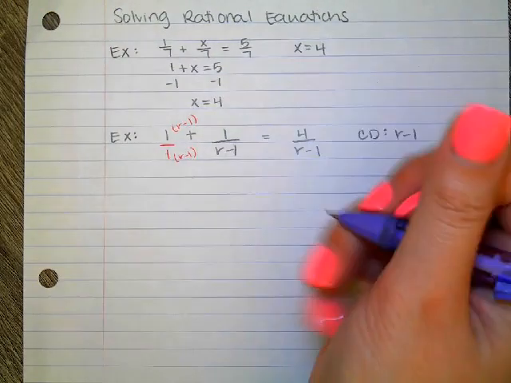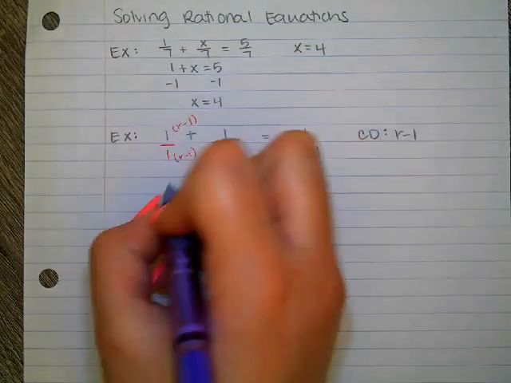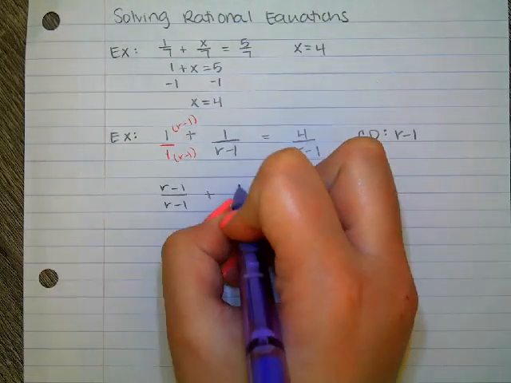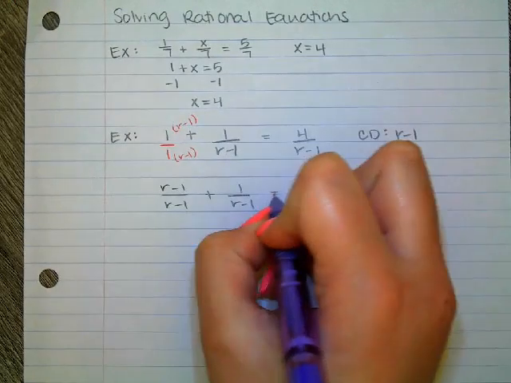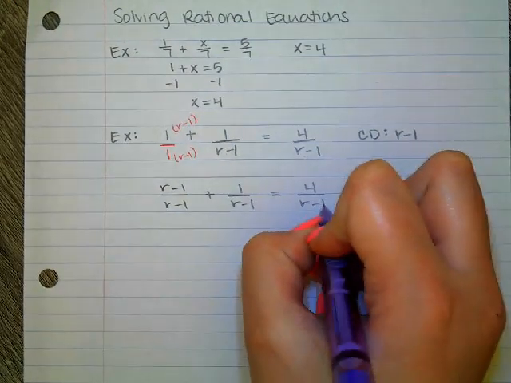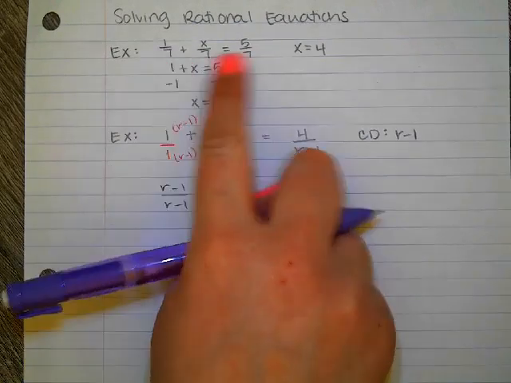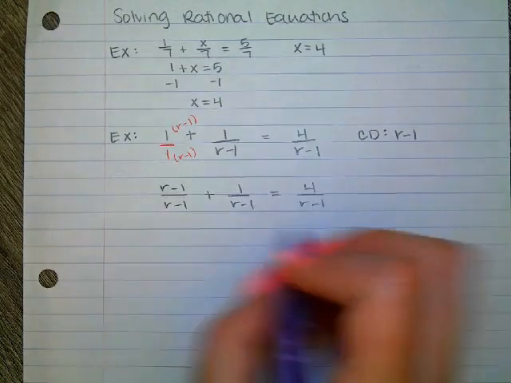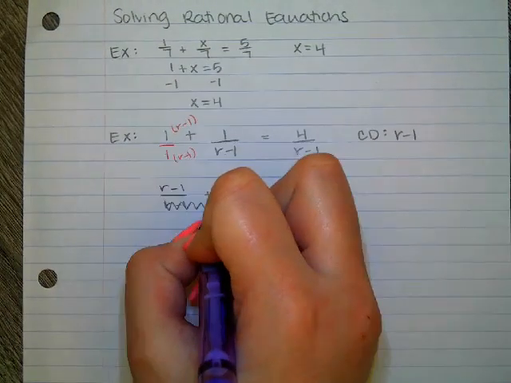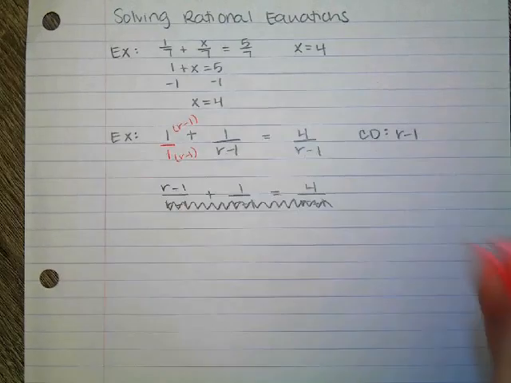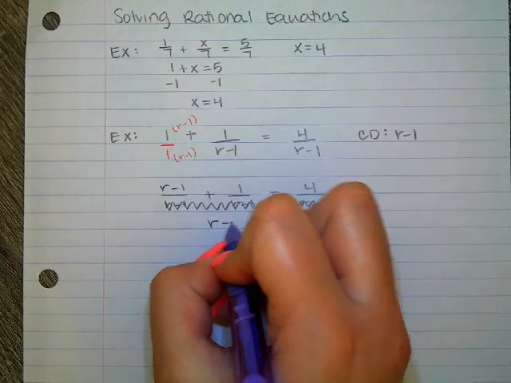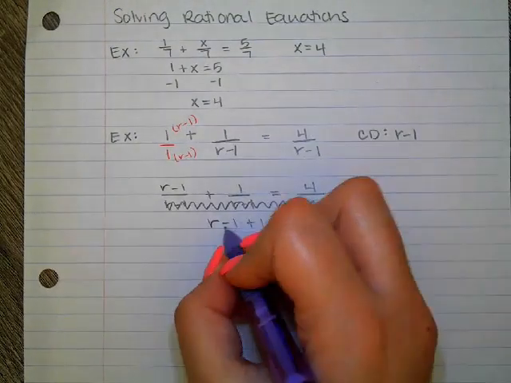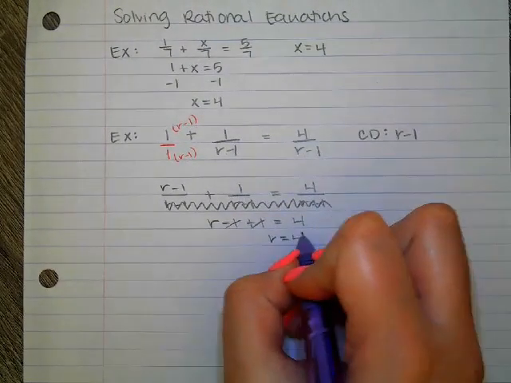So the equation that I have now is r minus 1 over r minus 1 plus 1 over r minus 1 equals 4 over r minus 1. And now I can do exactly what I did here, where I mentally ditched the sevens: 1 plus x equals 5. I'm going to ditch the r minus 1s. So I have the equation r minus 1 plus 1 equals 4. Minus 1 plus 1, those cancel. We just get r equals 4. There's our answer.